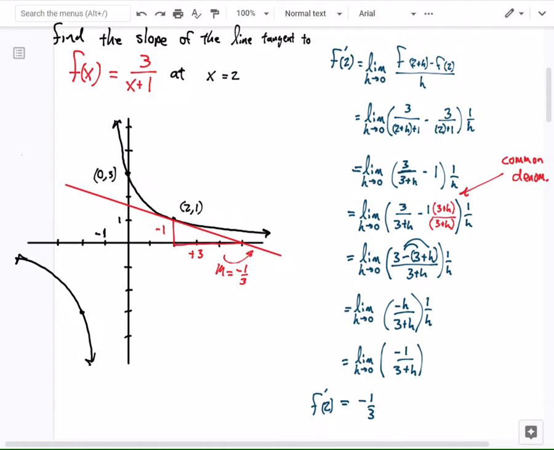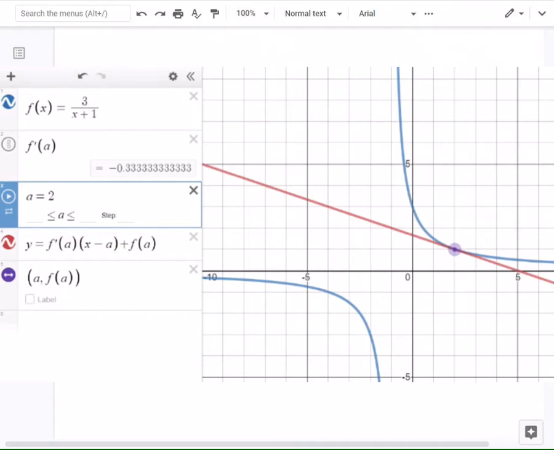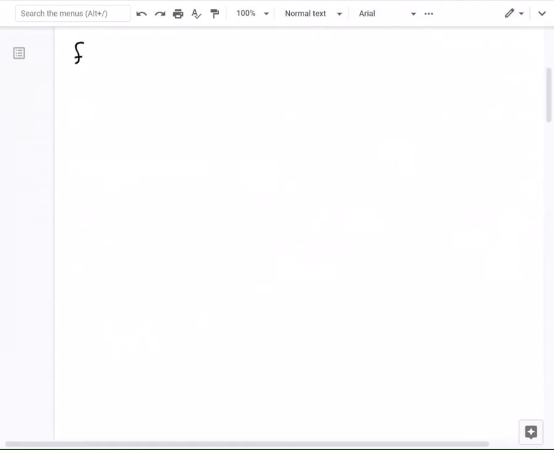Okay, you can also, by the way, check this with Desmos. It's a really clean algorithm to get it all squared away, and it shows that f prime of a, which is at 2, is negative 1/3, so it's good.